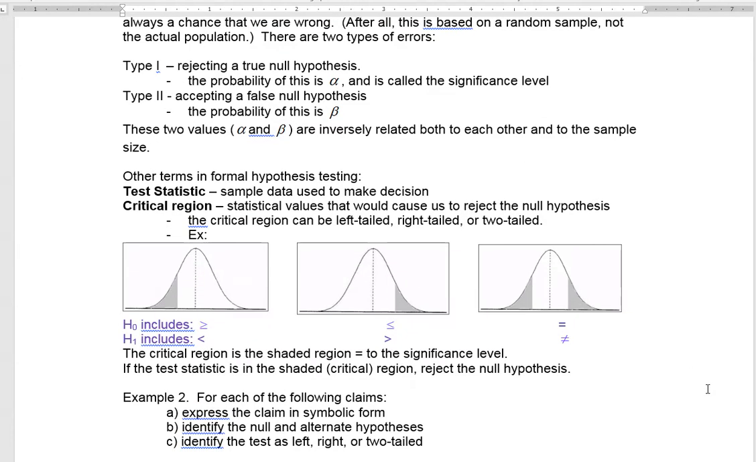So as I mentioned earlier, if our test statistic is in the critical region, we reject the null hypothesis. So now we're going to take the question we had before, where we've got a claim, we're going to write it in symbolic form, we're going to identify those two hypotheses, and then we're going to say, is this left, right, or two-tailed?